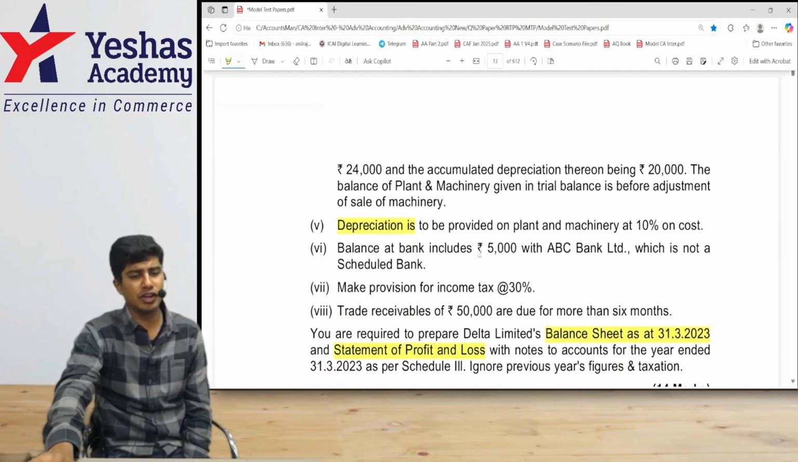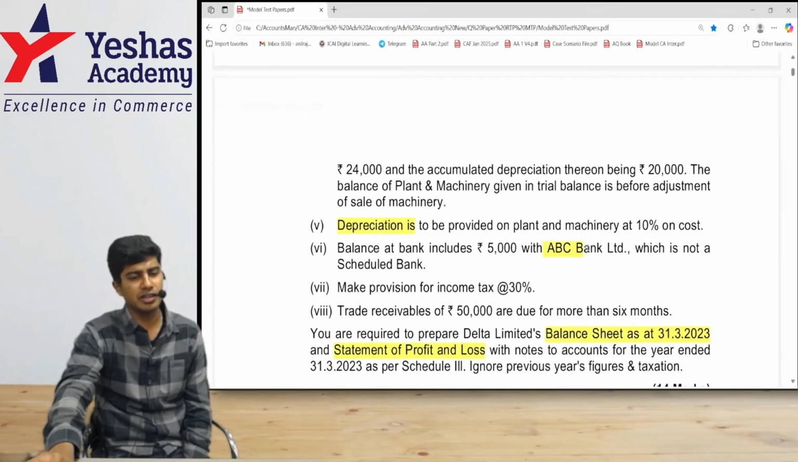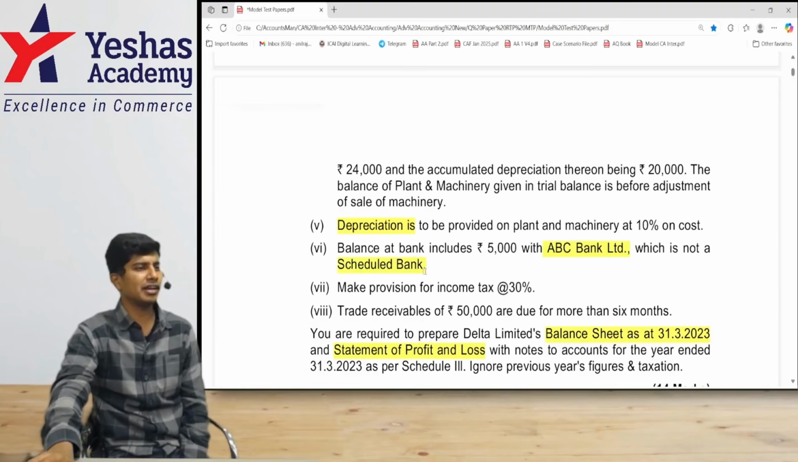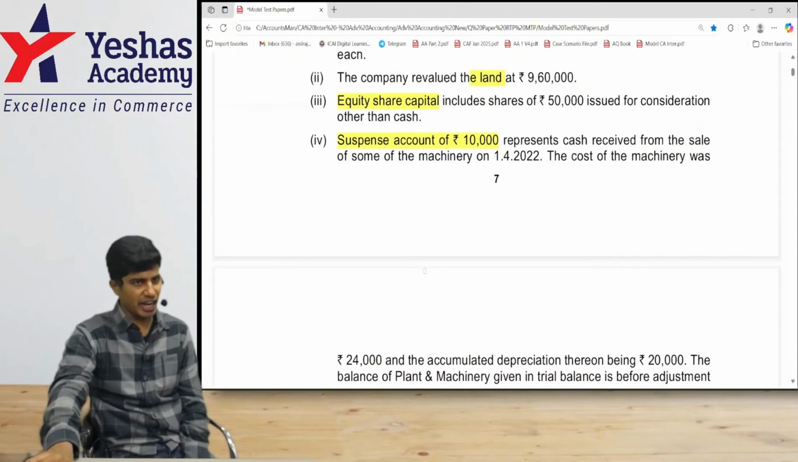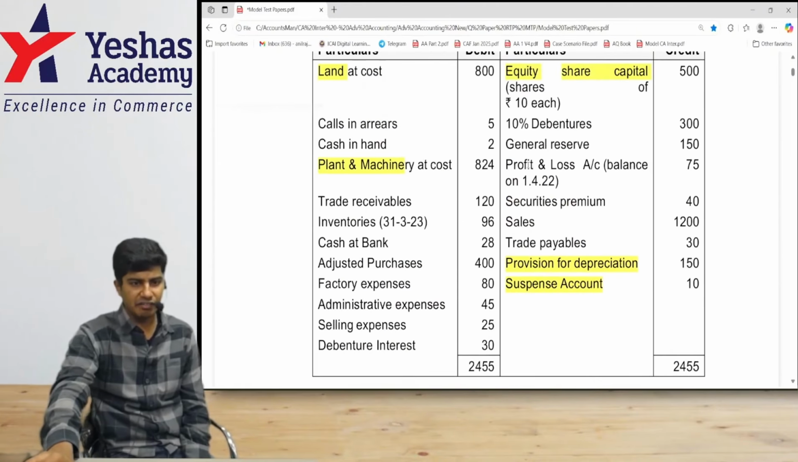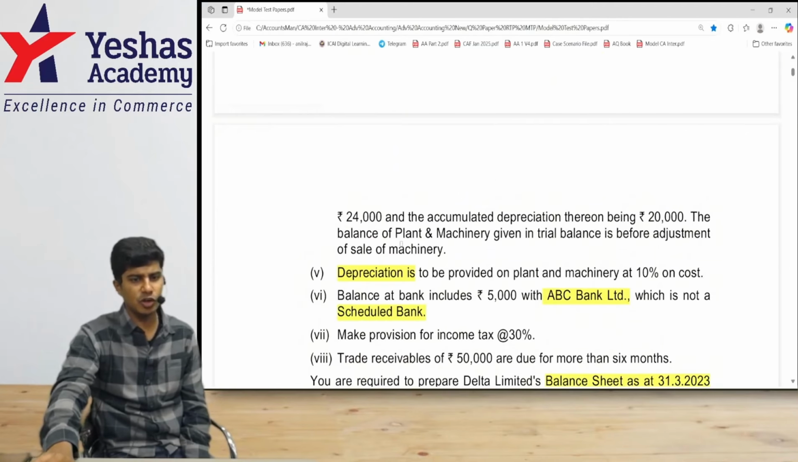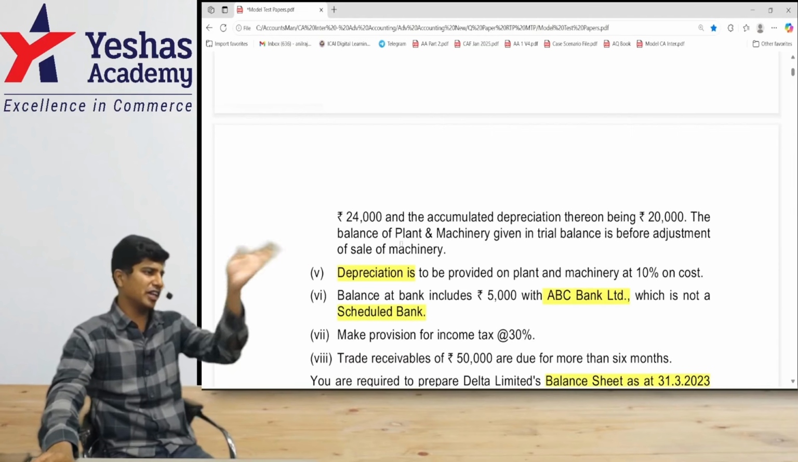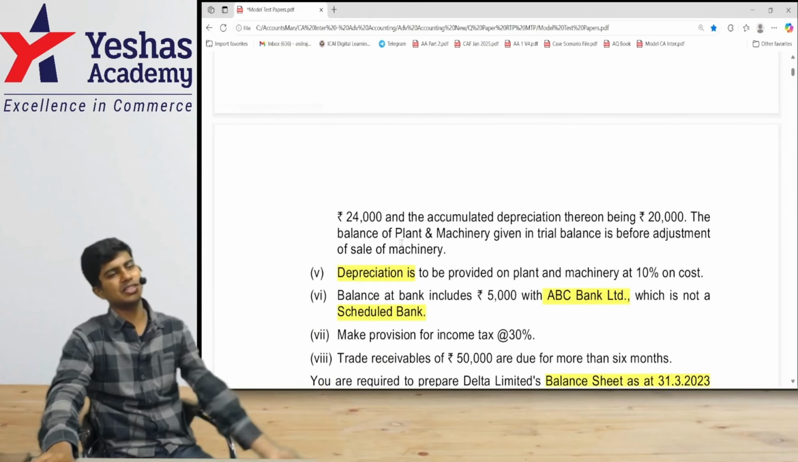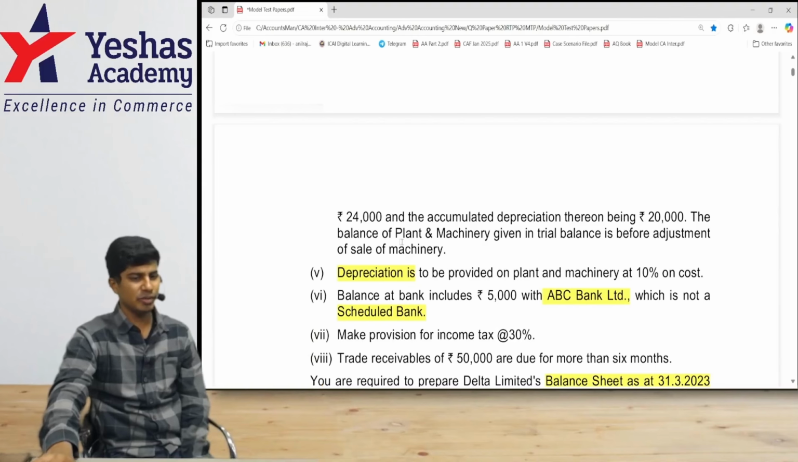Balance at bank includes 5,000 rupees with ABC Bank. ABC Bank is a bank which is not a scheduled bank, like A for apple, B for ball, C for cat. What to do? Disclose separately. When you open notes to accounts for cash and cash equivalents, we have cash of 28. In this 28, how much is in the unscheduled bank? 5,000. We'll disclose 5,000 separately, 23,000 separately. That's it. No big deal.